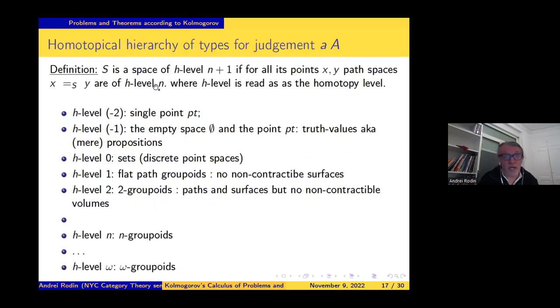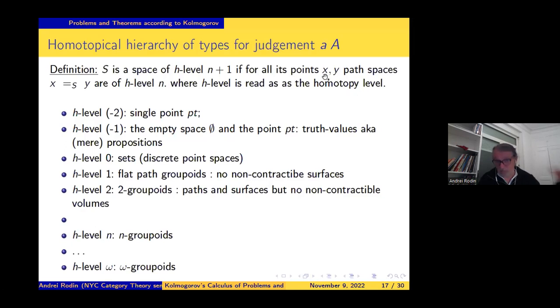And okay, then the key thing here is the so-called homotopy hierarchy. What you observe is that not all types are the same. There is this notion of homotopy level of a type. There is a simple inductive definition that a space is of h-level n+1 when its points have path spaces of h-level n, right?